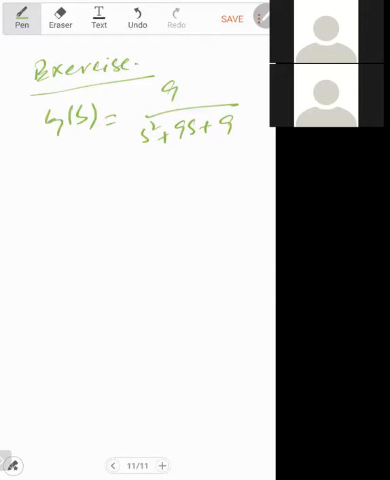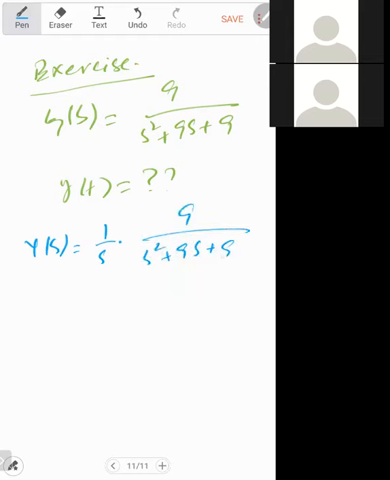We are going to find the response to the unit step function. Consider a unit step function applied at the input of the system. So we are going to find y of t, the time response analysis. It is straightforward. If you apply the unit step function at the input, Y of s will become equal to 1 over s multiplied by 9 divided by s square plus 9s plus 9.